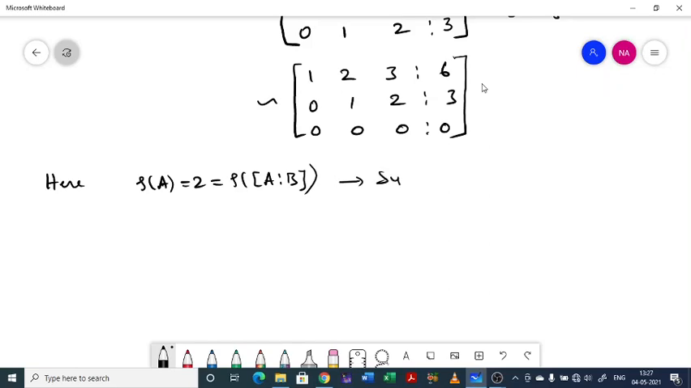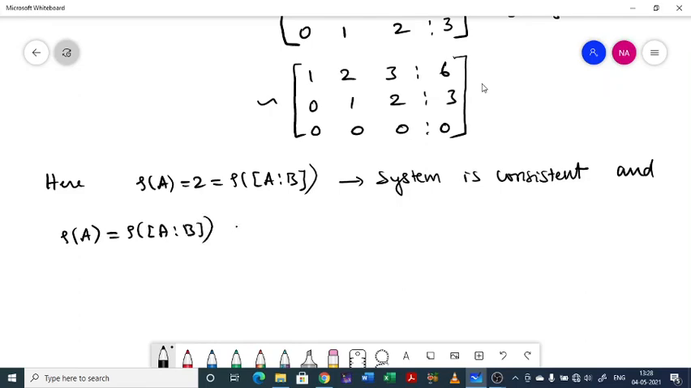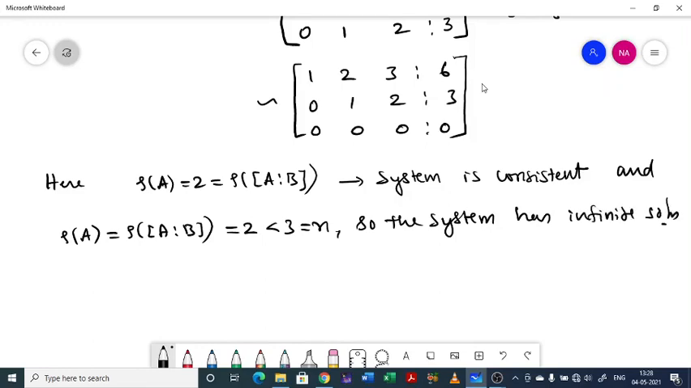So the system is consistent, and rank of A equals rank of A colon B, which is equal to 2, that is less than 3, which is equal to n. So the system has infinite solutions. Now we need to find that infinite solution.